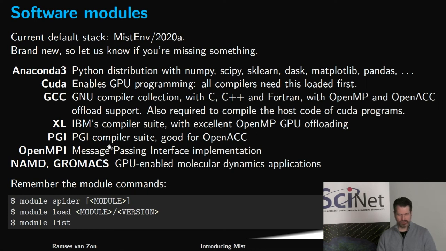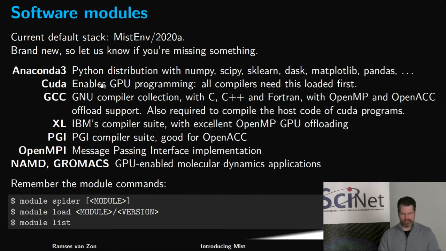Okay. So we have all that available and working, as far as we can tell. We have worked out the kinks that we found. If you find new kinks, let us know. NAMD and Gromacs are decent GPU-enabled molecular dynamics applications, so you don't have to do any programming, you just use them.